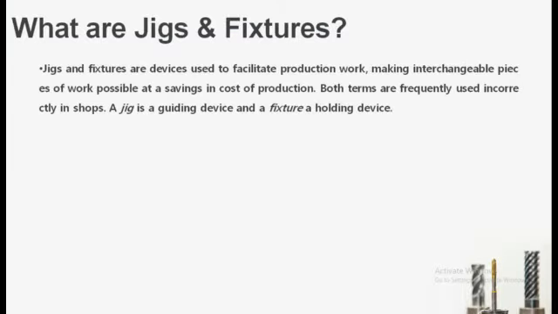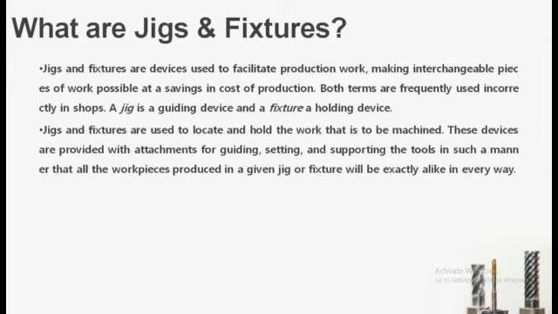So, as I already stated, jigs and fixtures are devices used to produce a large amount of production work by making interchangeable pieces of work possible, to save cost in production. That is, these are devices which are used to facilitate production at a larger rate. A jig is a guiding device, as I said earlier, and a fixture is a holding device. Jigs and fixtures are mainly used to hold and locate the workpiece that is to be machined.